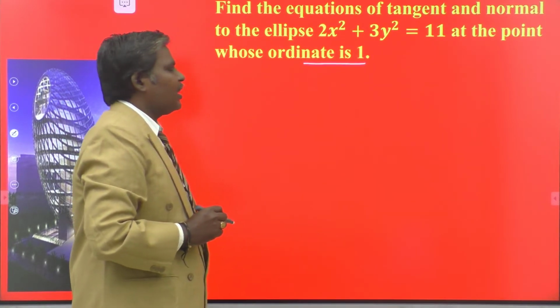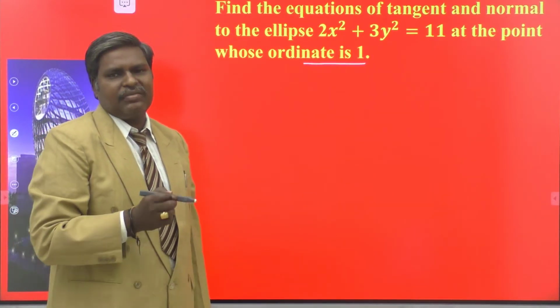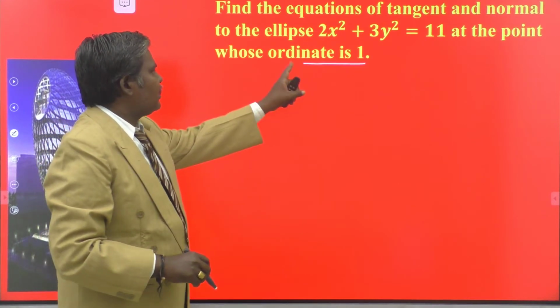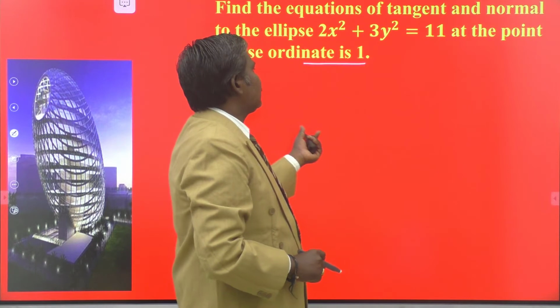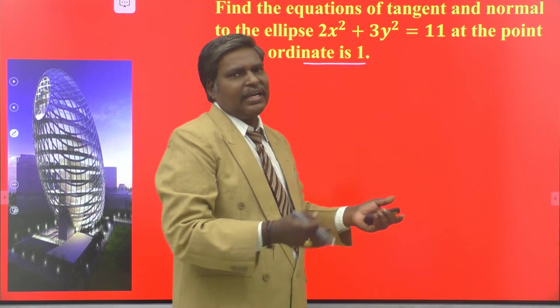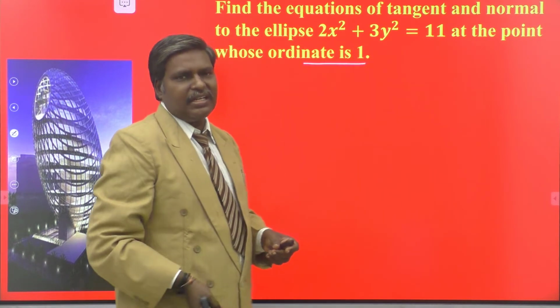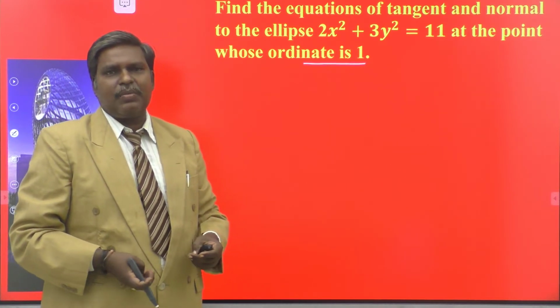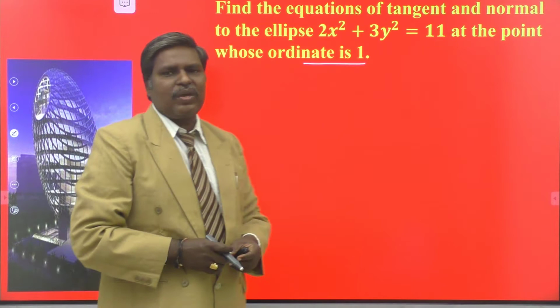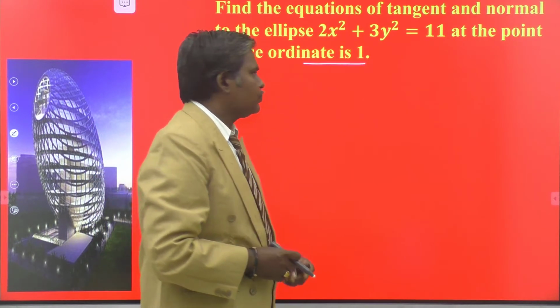Just the ordinate is given. That means the y coordinate of the point is given to you. With the help of the y coordinate, you can find the x coordinate by substituting the point here itself, and then you can write the equation of tangent and normal. Equation of tangent at the particular point x1, y1 is S1 equal to 0.